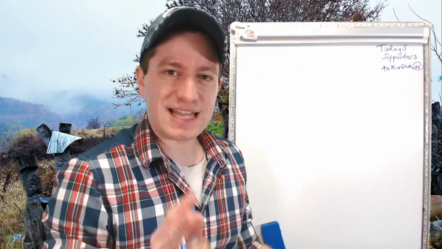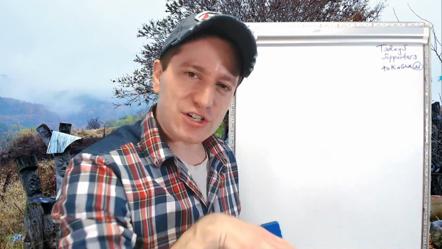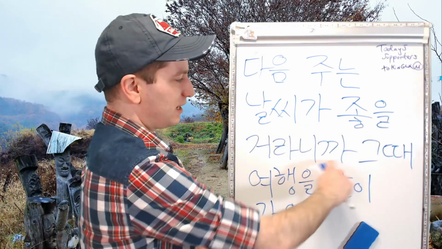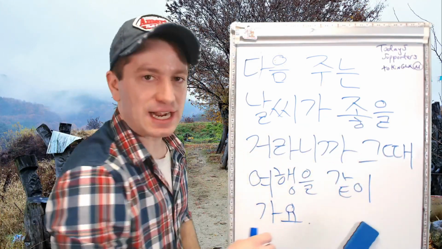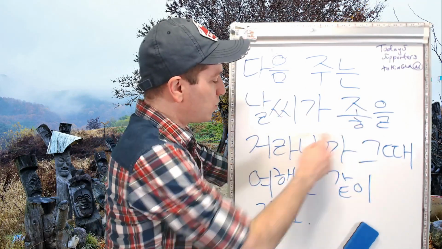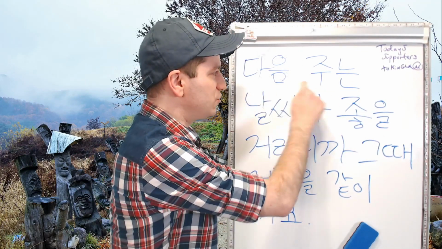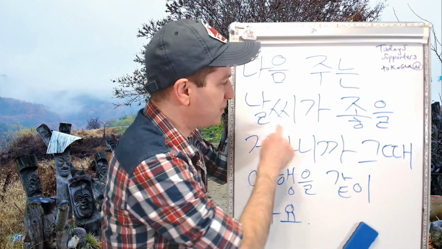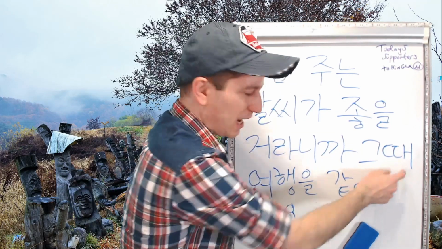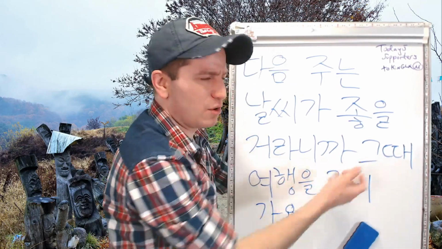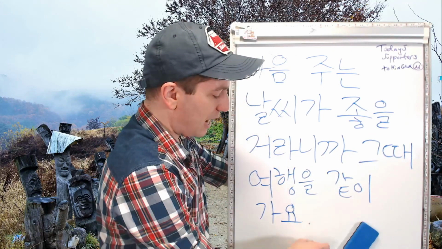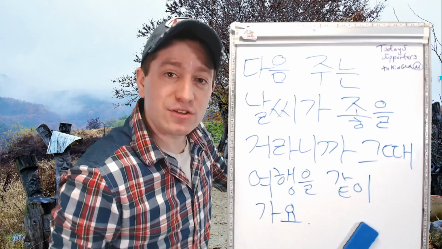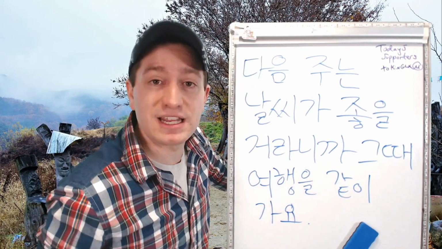So let's do some example sentences, and then we're going to talk about the second usage for this form as well. 다음 주는 날씨가 좋을 거라니까 그때 여행을 같이 가요. So next week, 다음 주는 날씨, the weather, 좋다, the weather is good. Because they are saying that the weather will be good next week, 그때, literally that time, so then, 그때 여행을 같이 가요. So let's take a trip together, 여행, then.